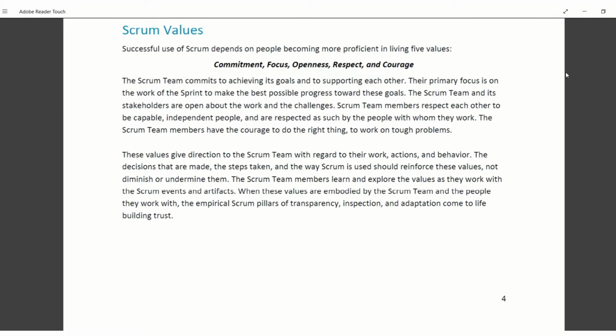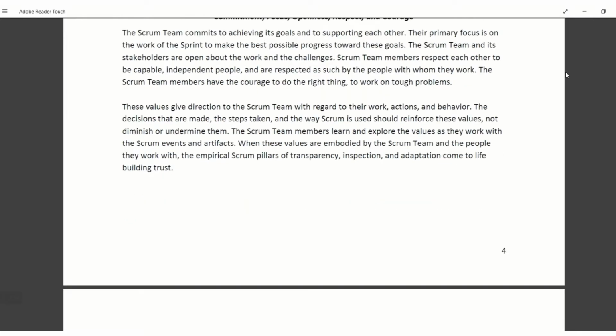to work on tough problems. These values give a direction to the Scrum team with regard to their work, actions, and behavior. The decisions that are made, the steps taken, and the way Scrum is used should reinforce these values, not diminish or undermine them.